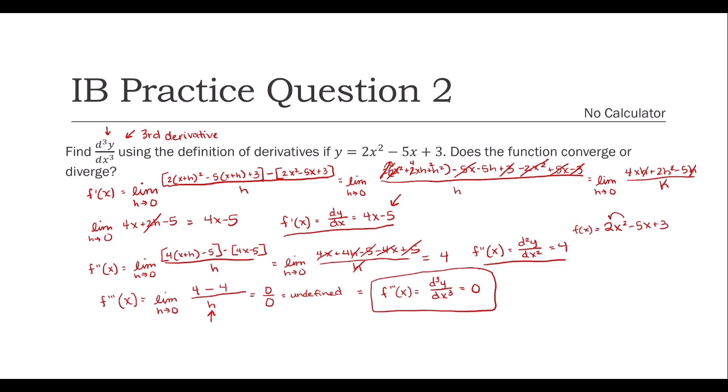The derivative of that would be 4x to the first minus 5x to the 0, so minus 5. And then the derivative of that would just be 4x to the 0, which is just 4, and the derivative of a constant is 0. So that's how we could double check our work on this one.